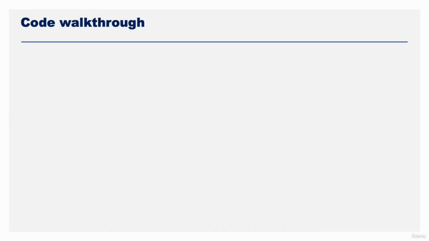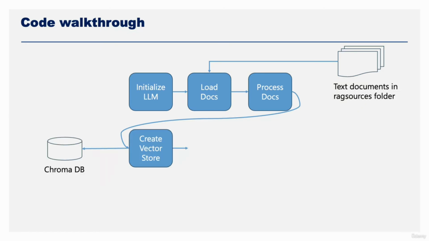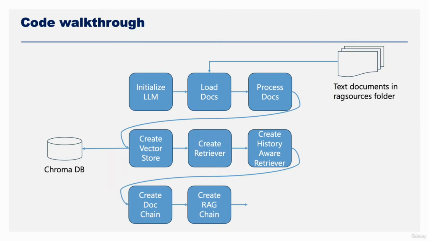This slide shows a pictorial view of the application. First, you initialize the LLM, then you load the docs, and the docs are actually text documents in the RAG sources folder. Then you process the docs, which means you're splitting them into chunks and then creating the embeddings, and the embeddings are stored in the vector store. And then you create the retriever, and from here you create a history-aware retriever, which is aware of the history of the conversation. Then you create the doc chain and then the RAG chain from the doc chain. And at this point, you are ready to take the user input.